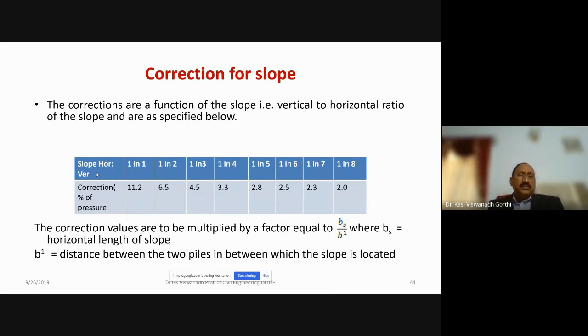Like for a 1-in-1 slope, you have a correction in the pressure of about 11.2%, 1-in-2, 6.5%, 1-in-3, 4.5, 1-in-4, 3.3%, 1-in-5, 2.8, and 1-in-6, 2.5, and so on. The correction values are to be multiplied by a factor equal to BS by B dash, where BS is the horizontal length of the floor. Though it is sloping, take the horizontal length as BS, and B dash is the distance between the two piles between which the slope is located. Accordingly, you need to calculate the corrections.